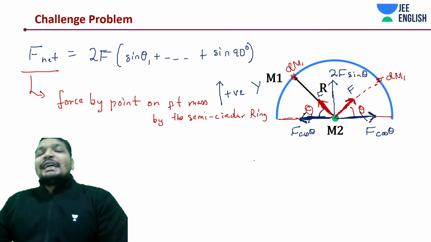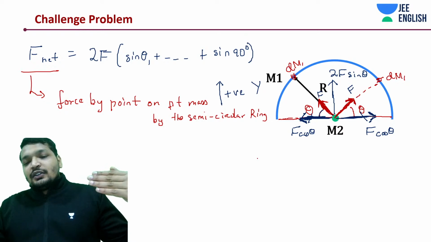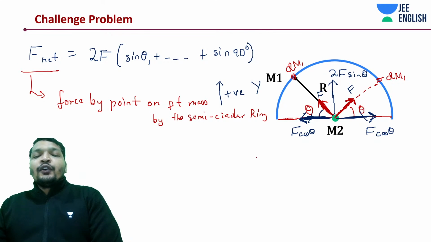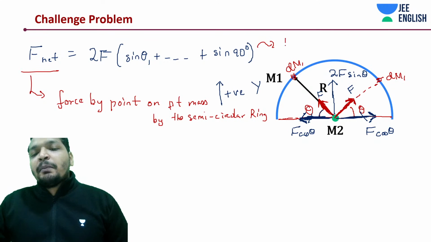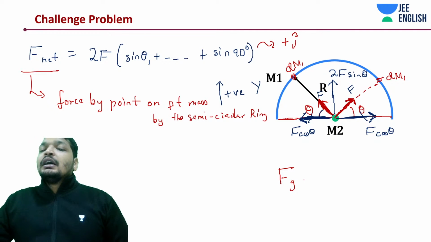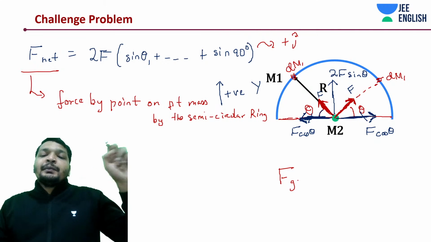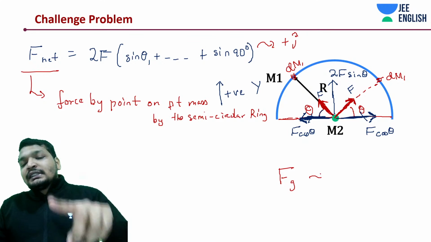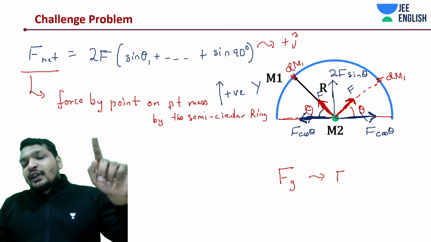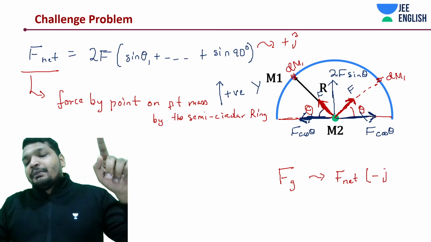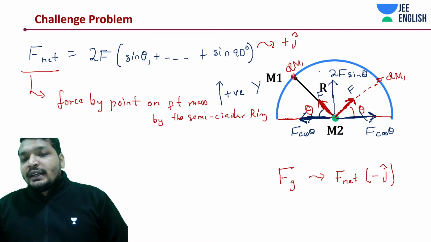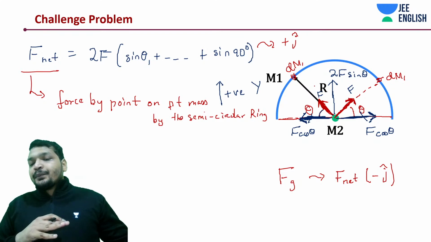Now, what is the force? Which direction is it in? This is in the positive y, or plus j cap, direction. Now if I had asked you what is the force Fg by the point mass on the ring, it's going to be the same magnitude as F net, but in the negative j cap direction, the negative y direction. Clear? Simple?